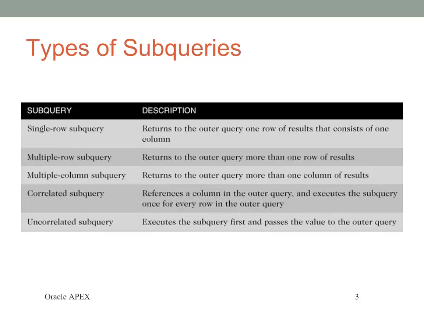By now, you're no stranger to subqueries. We've been working with queries throughout the term, but did you also know there are many different types of subqueries too? In fact, there are actually 7 distinct subquery types. Here we show most of the key ones. You see the single row subquery will return the outer query one row of results that will consist of one column. A multiple row query, then, you can see here, will return the outer query more than one row of results.